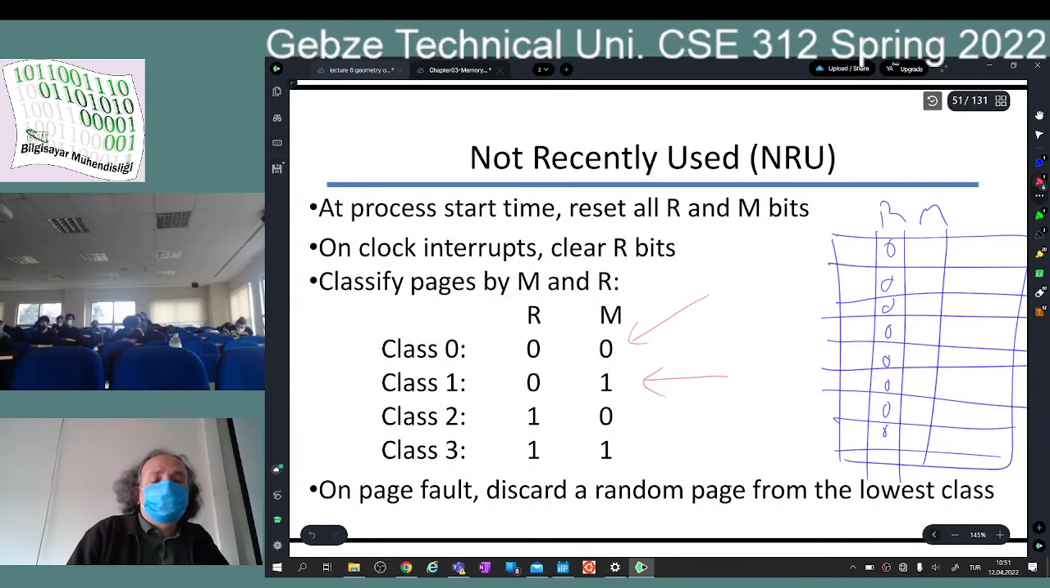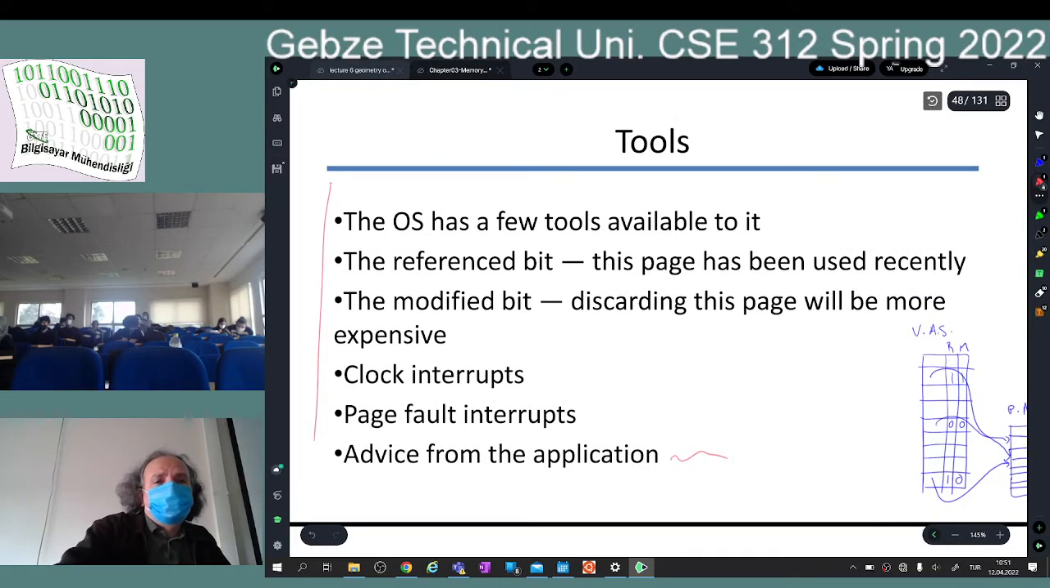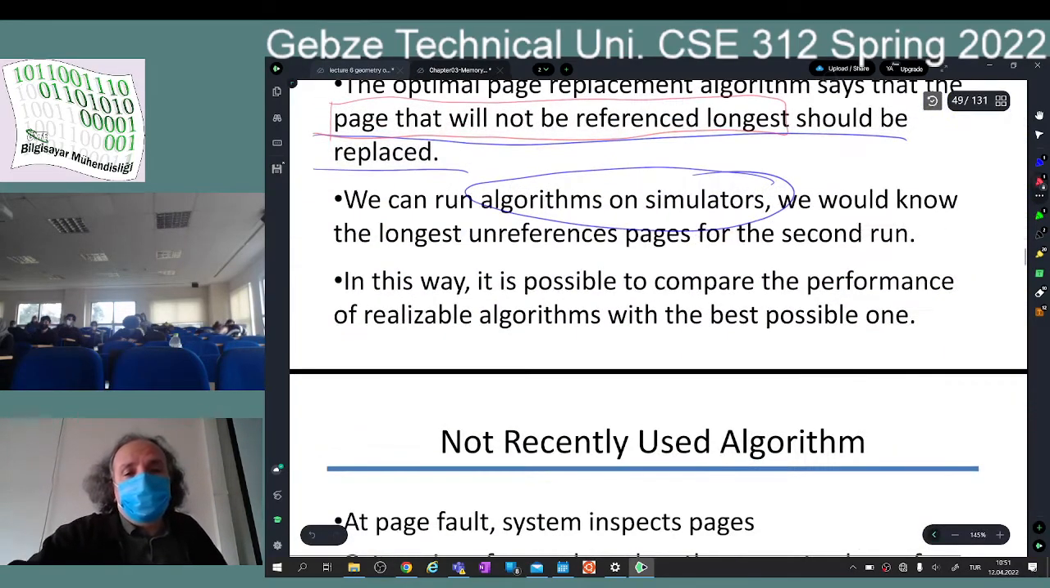Very simple algorithm. Given our tools at our disposal: the reference bit, we use it. The modified bit, we use it. Clock interrupts, we use that too, right? At every clock interrupt, we clear all the R bits. And of course the page fault interrupts. When the page fault happens, we do the classification and do the replacement. So we use almost all the tools that the operating system and the hardware offer us, and that's how we do the not recently used algorithm.